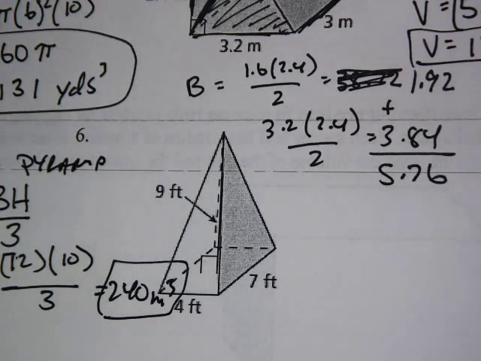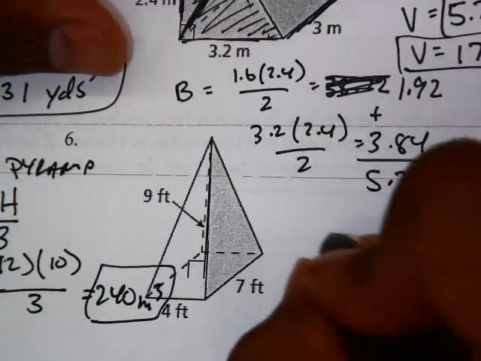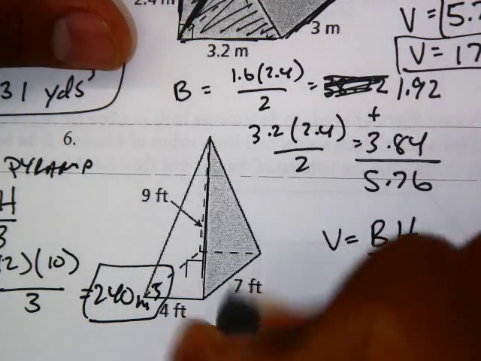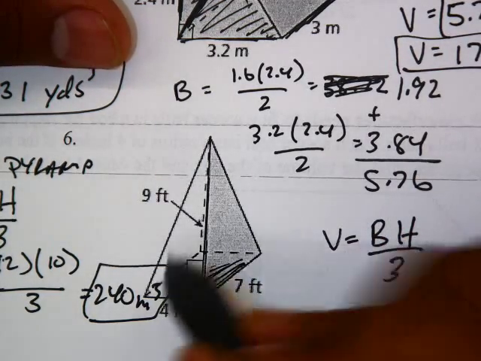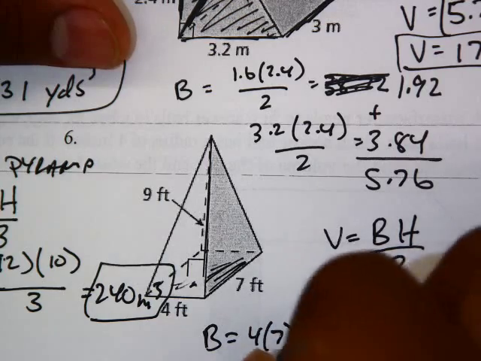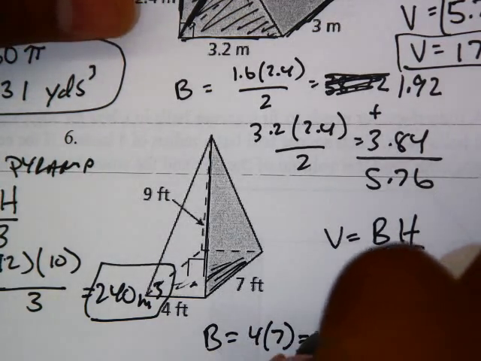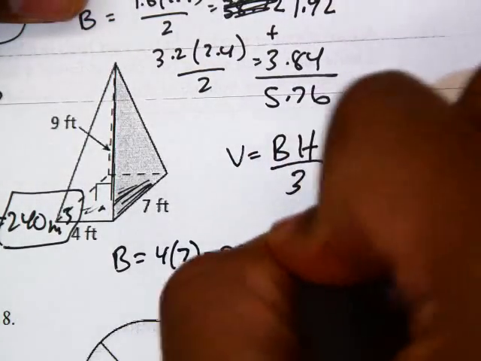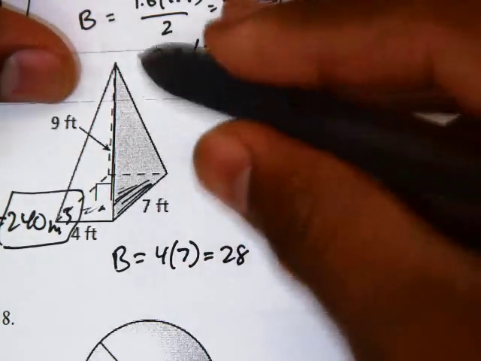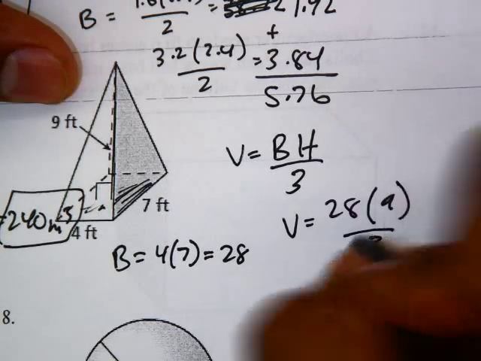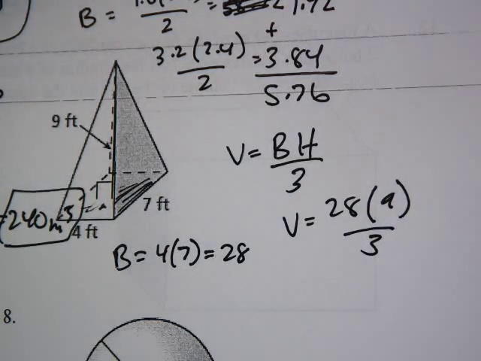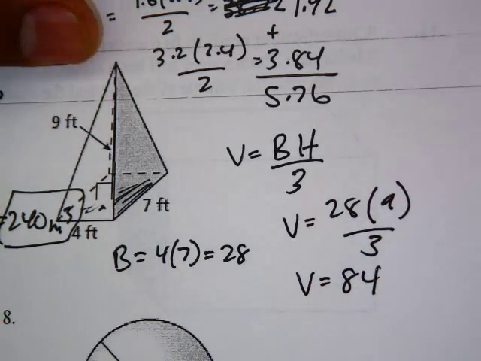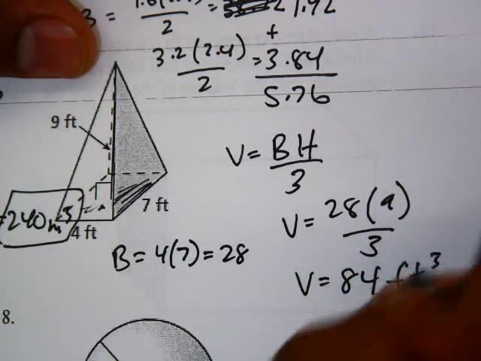Number 6 is a rectangular pyramid. So the volume formula is capital BH divided by 3. My capital B is just the area of that rectangle. So 4 times 7, which is 28. So 28 times the height of 9 divided by 3. And I get a volume of 84 feet cubed.